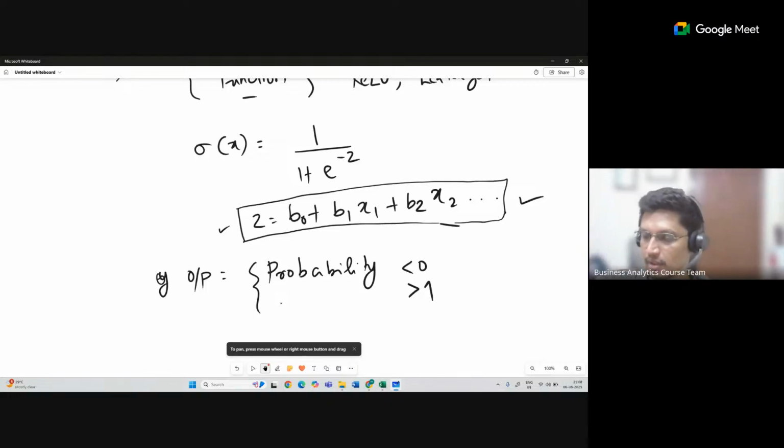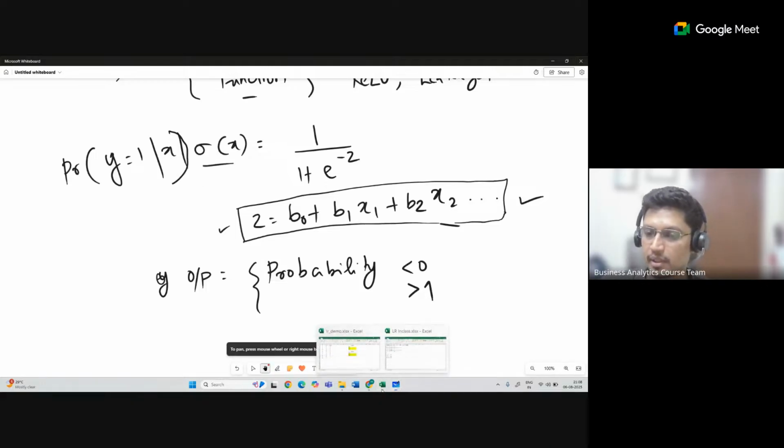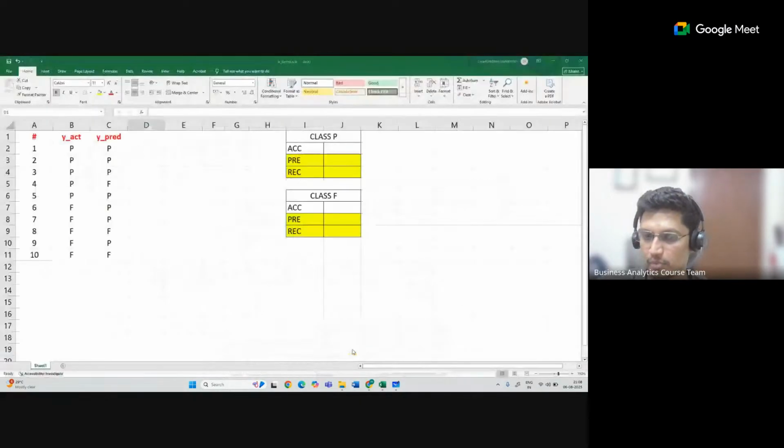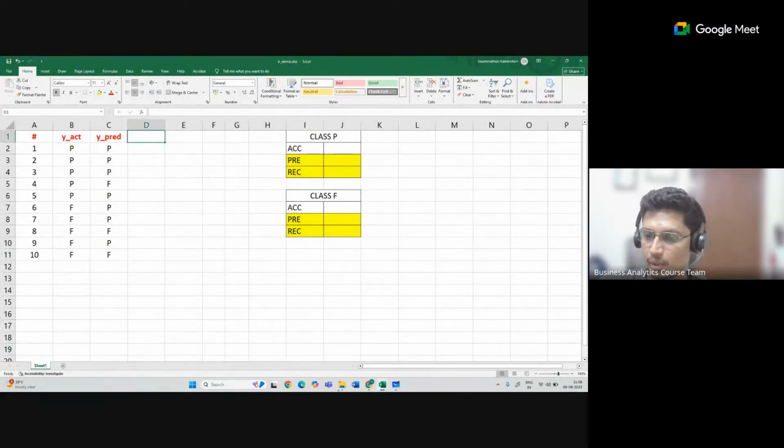All right. And what is this sigma? Can we write it better? Probability of y is equal to 1, given x. All right. So with this, I'm not going to give you a lot of theory because I'm going to focus more on the exam point of view. Is that okay?